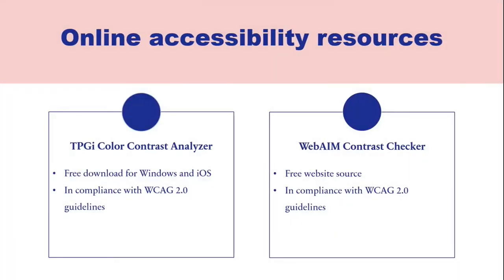Try out these WCAG 2.0 compliant tools to practice proper color contrast within your own content. The TPGI Color Contrast Analyzer is a free downloadable software that is compatible with both Windows and iOS. Another option is the WebAIM Contrast Checker, which is a free website resource for both desktop and mobile devices.